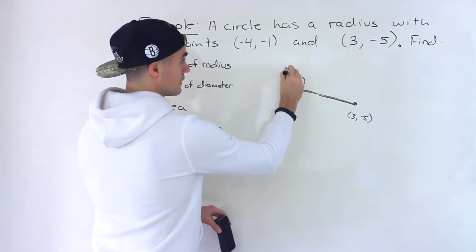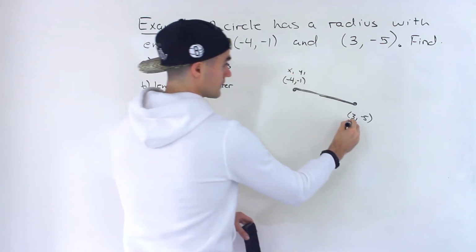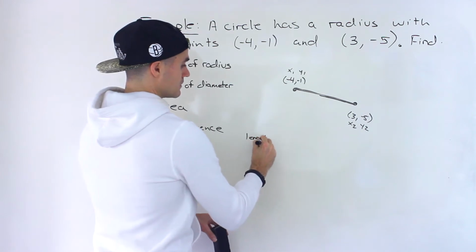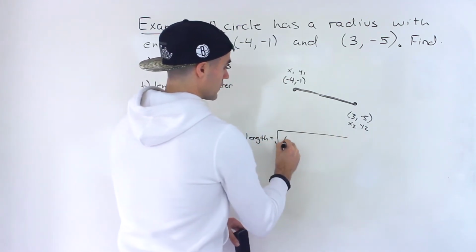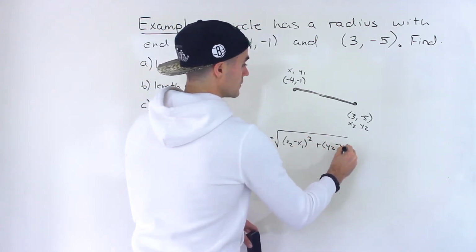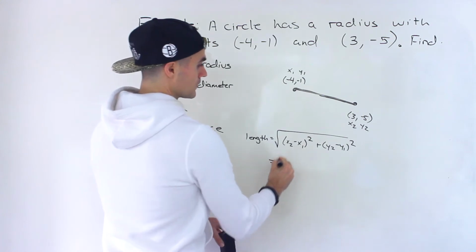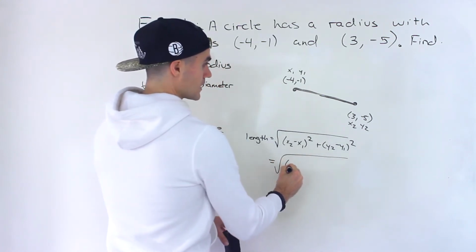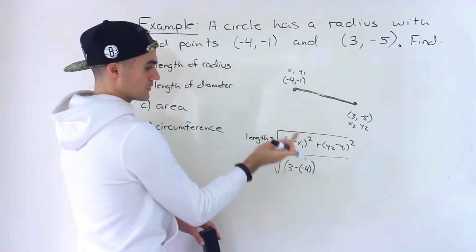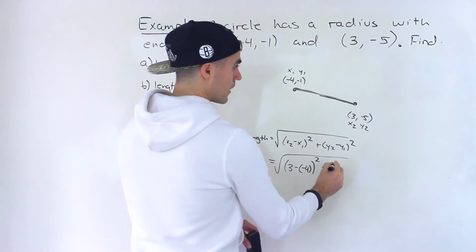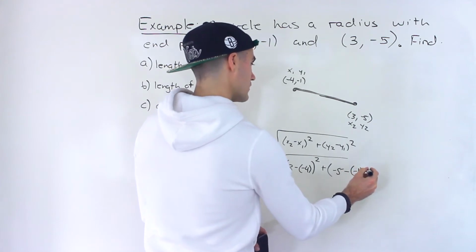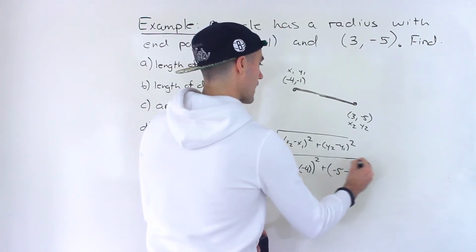And then the length, if we let this be x1, y1, if we let this be x2, y2, the length would basically equal the square root of the difference between the x values squared plus the difference between the y values squared. So we would have 3 minus -4, right? Be careful, put that in brackets, and then we're going to square that. Then we're going to have y2, which is -5, minus y1. Put that in brackets, and we're going to square that like that.